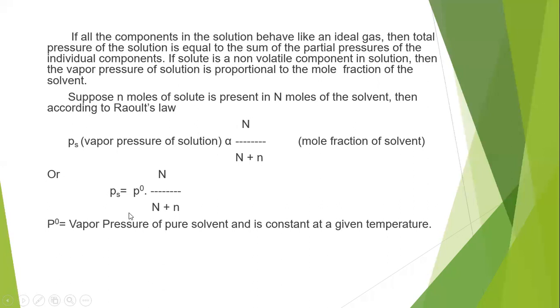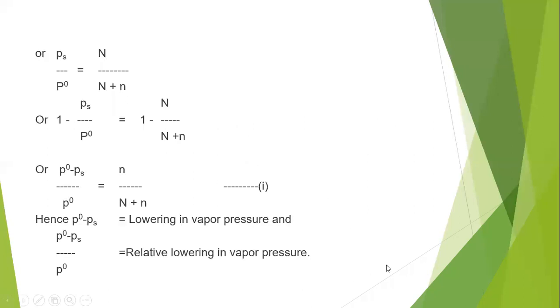So we can represent it as PS equal to P0 into capital N by capital N plus small n. P0 is the vapor pressure of the pure solvent. In general, it is a constant at a particular temperature. Once we change the temperature, the vapor pressure of the pure solvent automatically changes. So at any given temperature, the vapor pressure of a pure solvent is always constant. So the vapor pressure of the solution, PS equal to P0 into the mole fraction of the solvent, that is capital N by capital N plus small n.